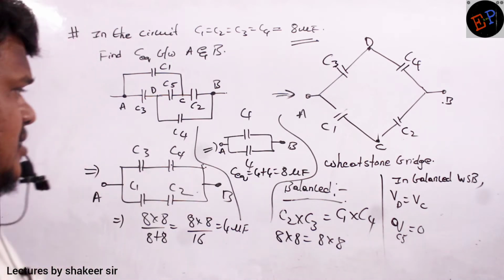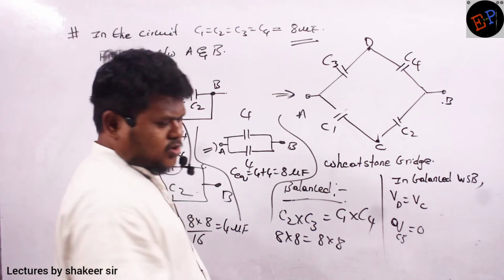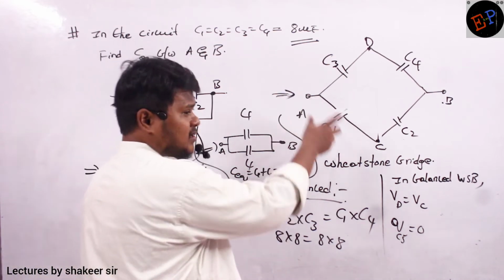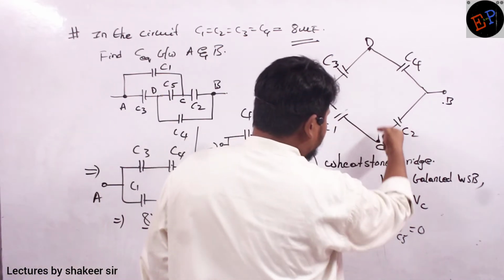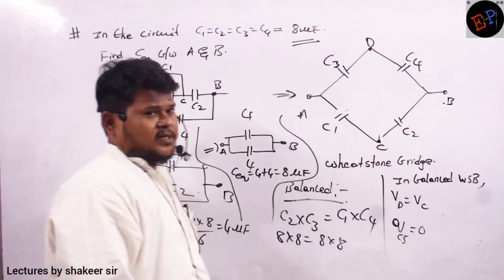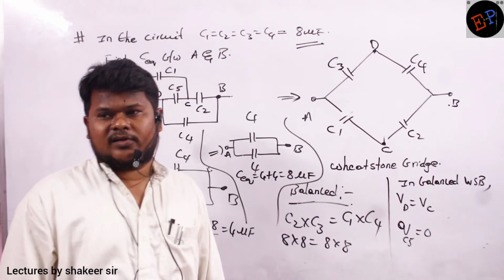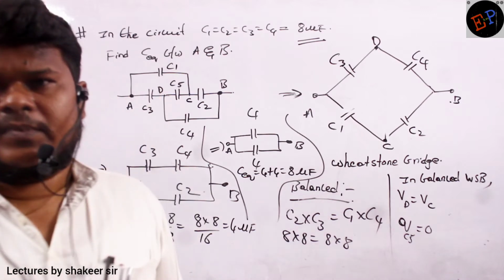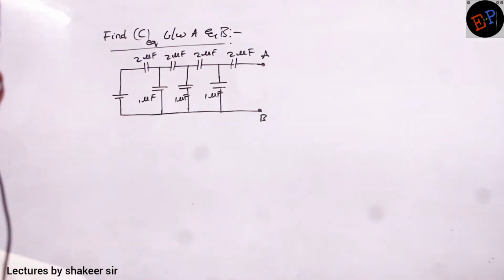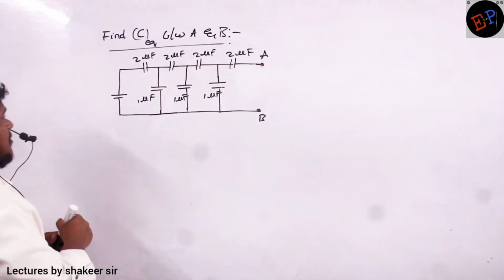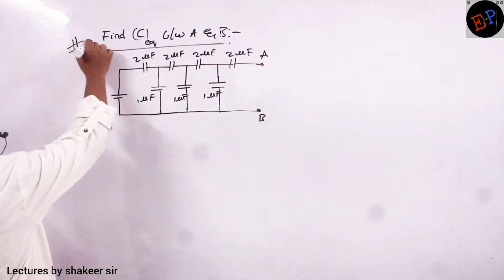So these are the conditions of the Wheatstone bridge. Whenever the bridge is balanced, in this branch you don't find any current or any charge. The same circuits you will get in current electricity also. Clear? That's it. Okay, see this question. Find the equivalent capacitance between A and B.